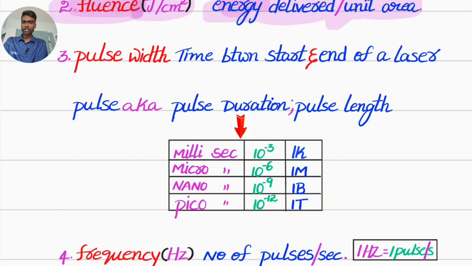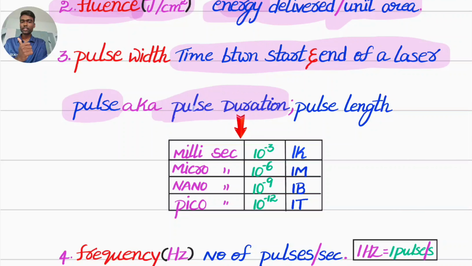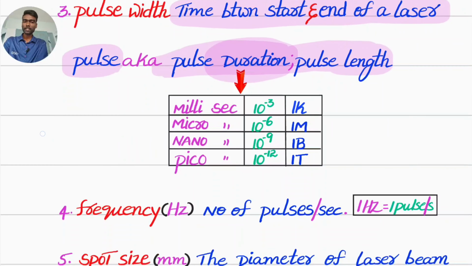Pulse width: the time between the start and end of a laser pulse. What do you mean by pulse? A pulse is nothing but a brief burst of laser light, not continuous. The laser will deliver light in short pulses, not continuously. It is also known as pulse duration or pulse length. If we hear the word duration or pulse width, it is representing time.